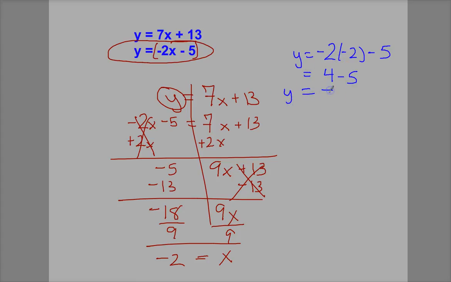And y is equal to negative 1. So my point of intersection would be here. And all I had to do was understand that y and negative 2x minus 5, you can just put them in for each other whenever you want, as long as it's defined that way by the problem. So let's go on to the next one.